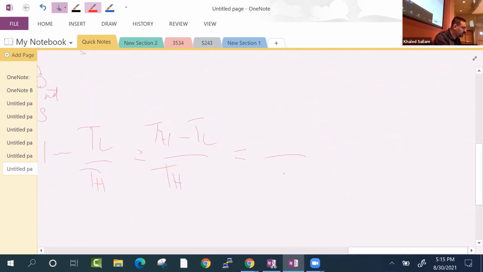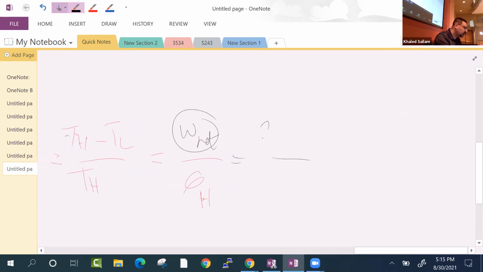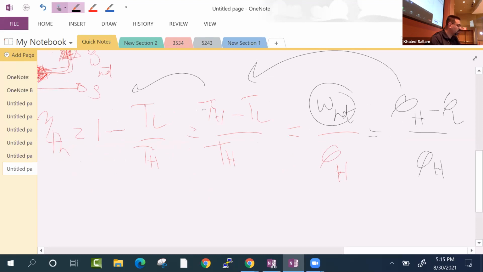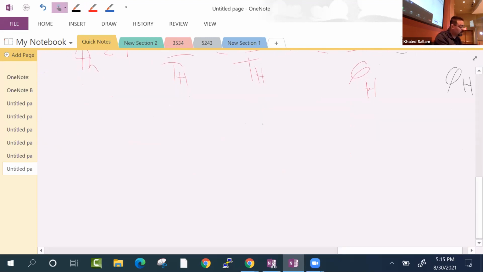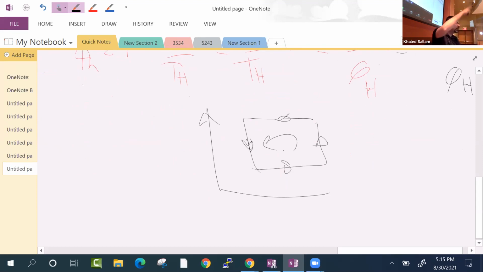Or simply it was TH minus TL over TH. And that was because on top we had work net, which was QH minus QL, divided by QH. So that's why it was like that, which we all memorize. That is the thermal efficiency of a Carnot cycle working as a power cycle. Okay, so if the Carnot cycle is working as a refrigeration cycle, see how I'm reversing it, it's going the other way on the TS diagram.